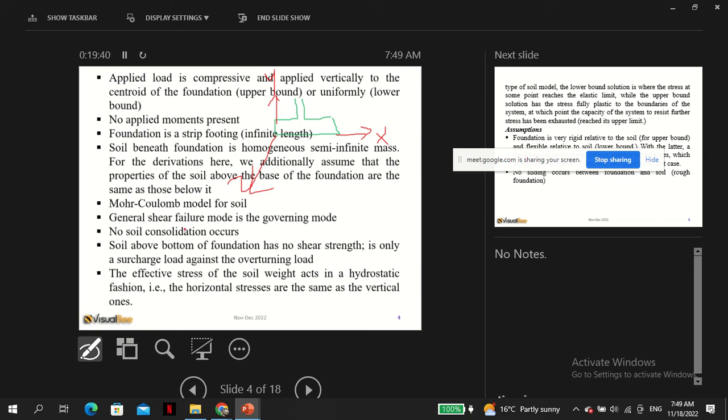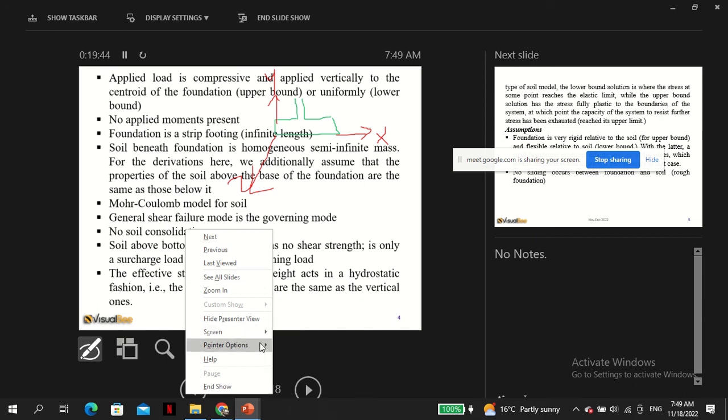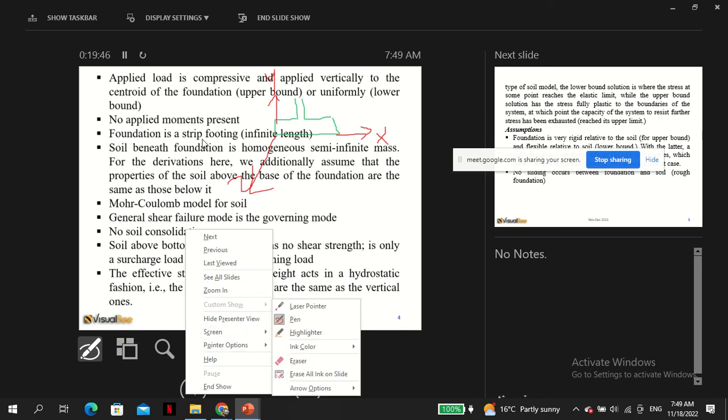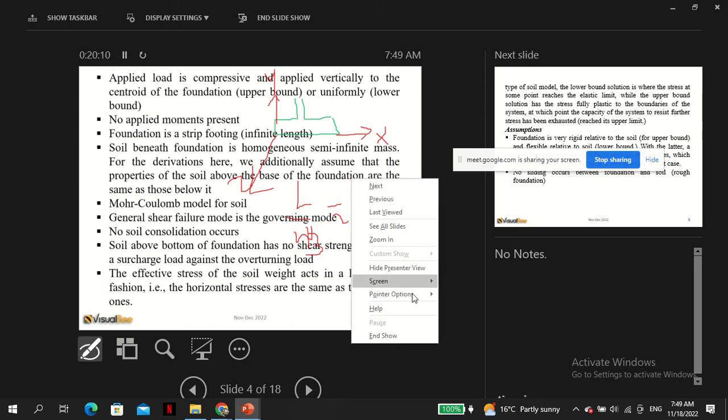So you will see the definition of strip foundations. We are saying the ratio of the length to the width is very high. So if you consider the length to the width, that value is very high. L to B is very high. So that's what a strip foundation is. So that's why we are saying the length is kind of infinite.